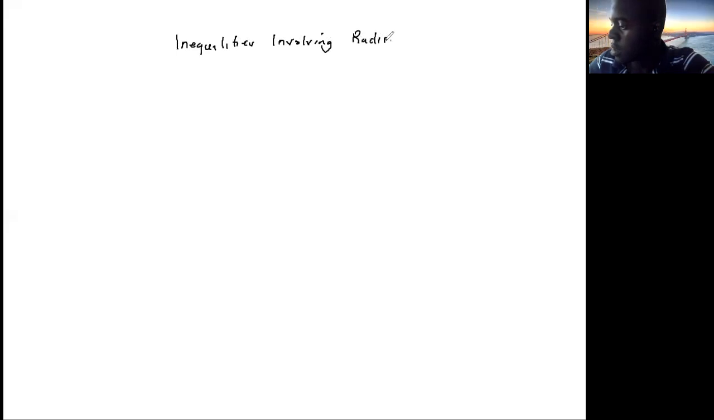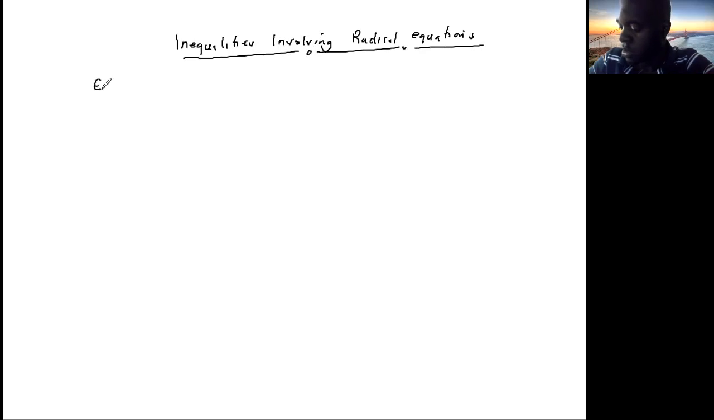So we want to look at radical inequalities, inequalities involving radical equations. So we'll go straight into examples.